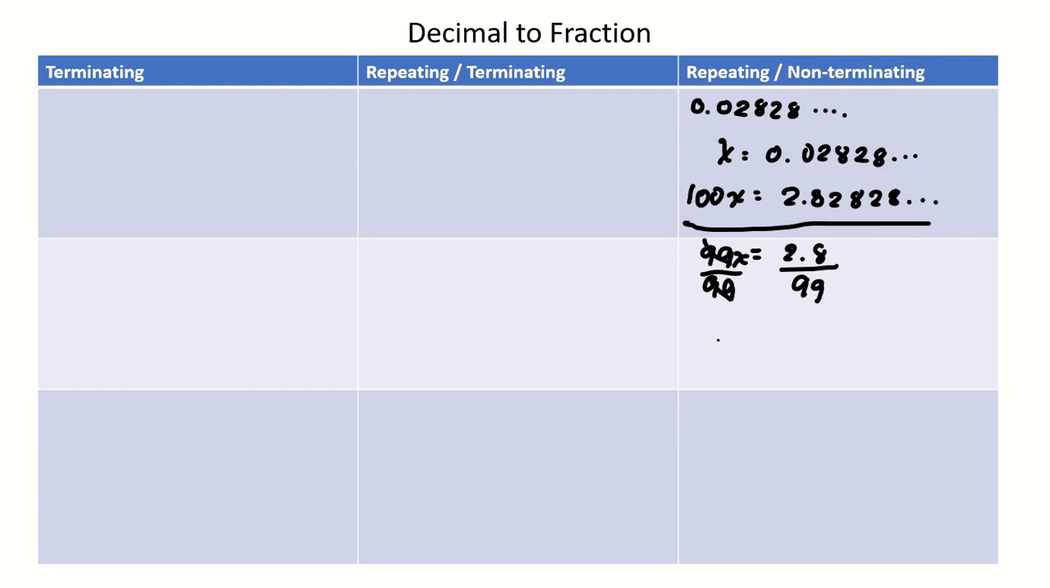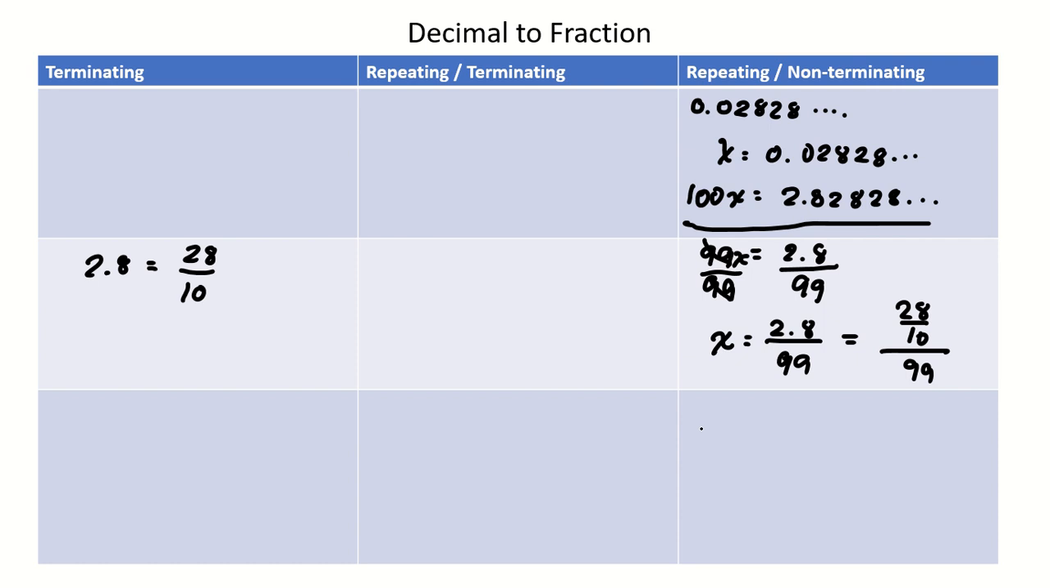Okay, so x is 2.8 over 99, but this is not acceptable as a fraction. The numerator must be a whole number and the denominator must be a whole number. Okay, we know that 2.8, that's terminating, right? 2.8 is equal to 28 divided by 10. So equate this to 28 divided by 10 divided by 99.